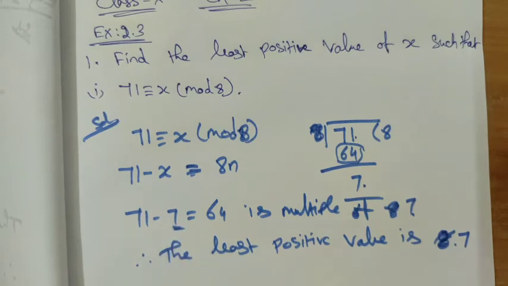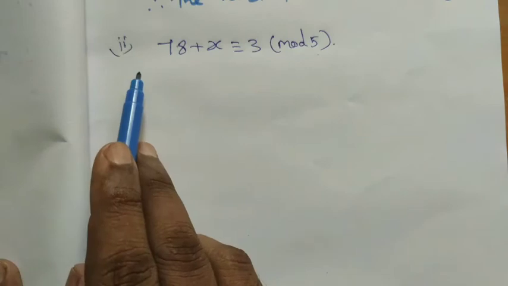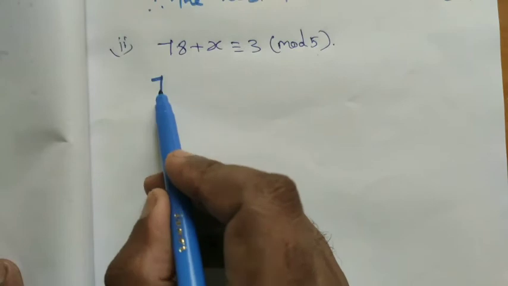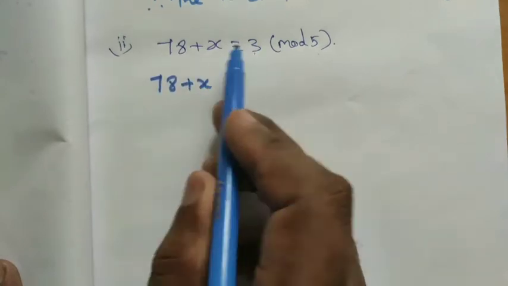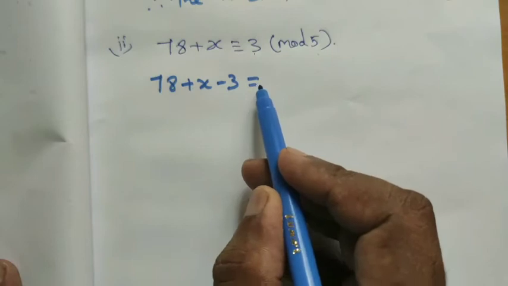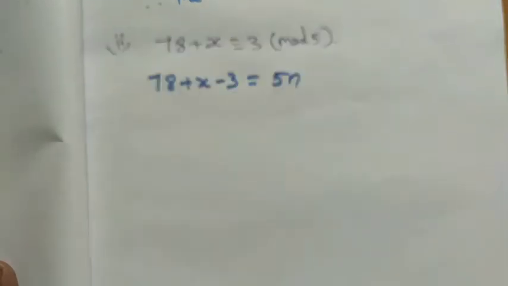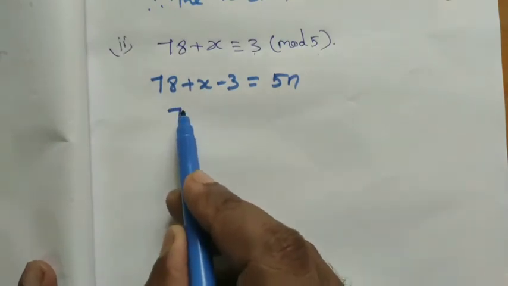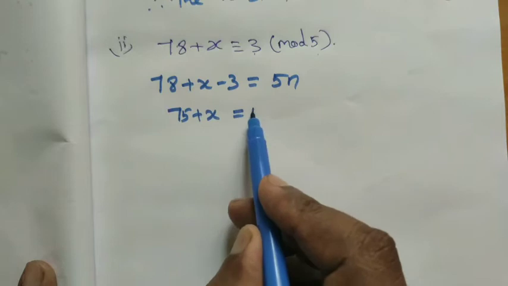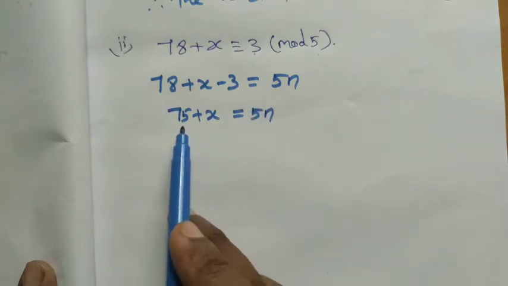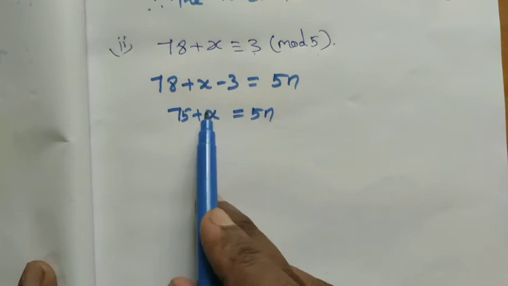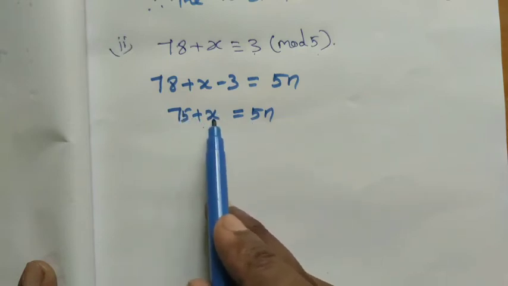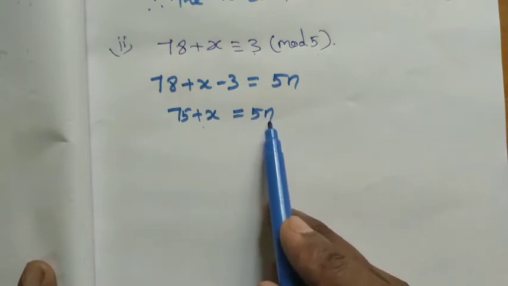Let's see the next Roman number 2. The second Roman number is given as 78 plus x congruent to 3 mod 5. Let me take this 3 to this side, so we get 78 plus x minus 3 is equal to 5n, or 5k, whatever may be here. n is some integer. When we subtract 78 minus 3, we get 75 plus x is equal to 5n. The number 75 plus x should be exactly divided by 5, the number is exactly a multiple of 5.